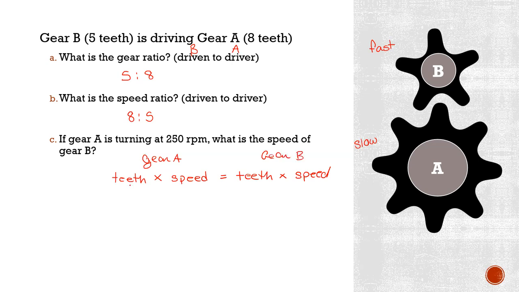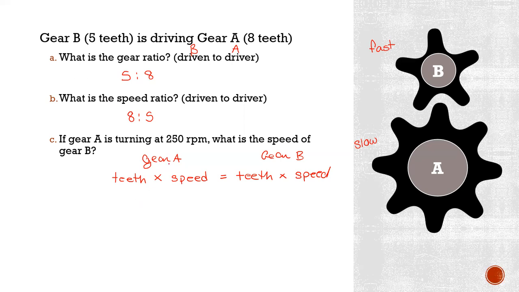Okay, so the teeth for A times the speed of A has to be equal to the number of teeth and the speed of B. And that's because if A goes 10 revolutions and it has 8 teeth, that means it's moved a total of 80 teeth. Well, we can use that to figure out how many turns would B have to go to have moved 80 teeth as well. So that's where this relationship comes from, and it's even easier than using these ratios for doing some solving. So we're going to use that to calculate it.